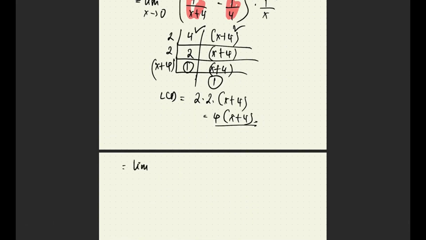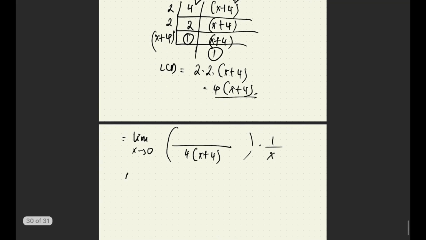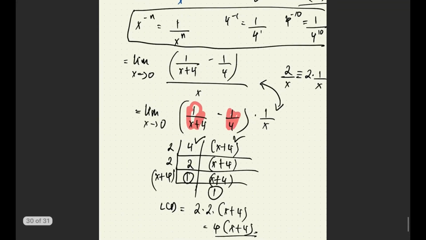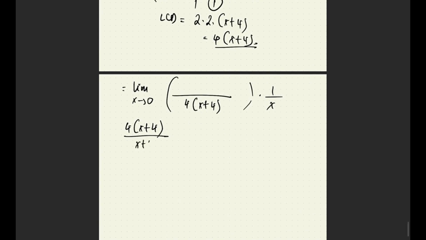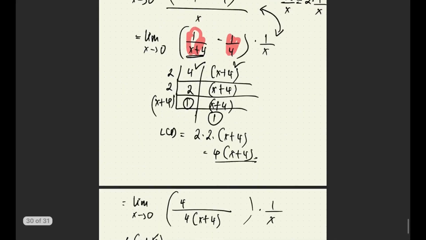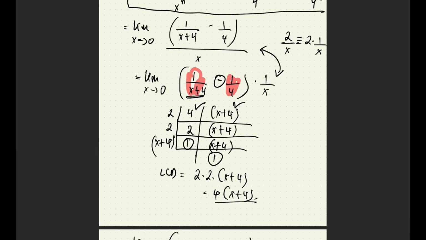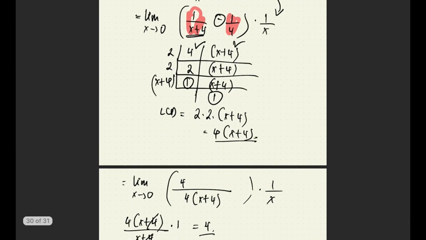So this is the limit as x approaches 0. We know that the LCD is 4 times (x plus 4), and all of this was multiplied by 1 over x, which means that all of this is divided by x. So we take the LCD and divide it by the first denominator. So the first denominator is x plus 4. So you divide it by the first denominator, you multiply it by the first numerator, which is 1. So this and this will cancel, and that gives us 4. So the first term we're going to write 4. The sign is going to be the same sign as it was in the original function, so I'm just going to write a minus over here.